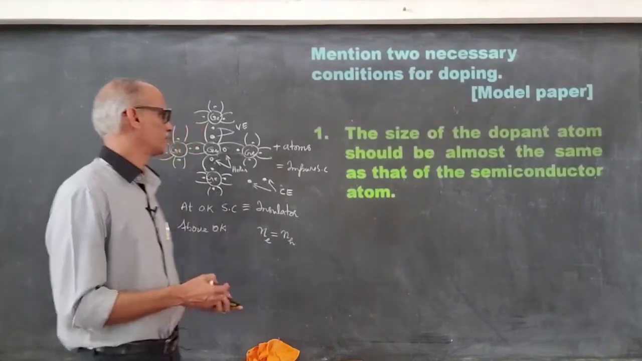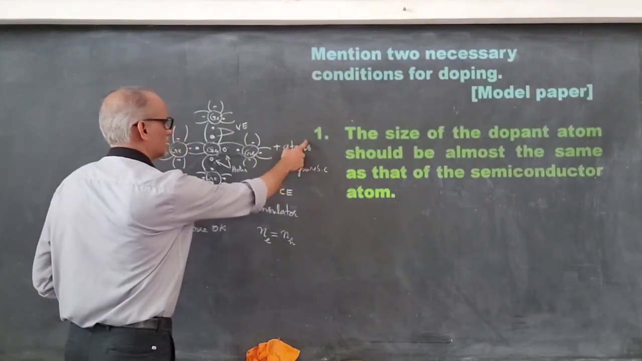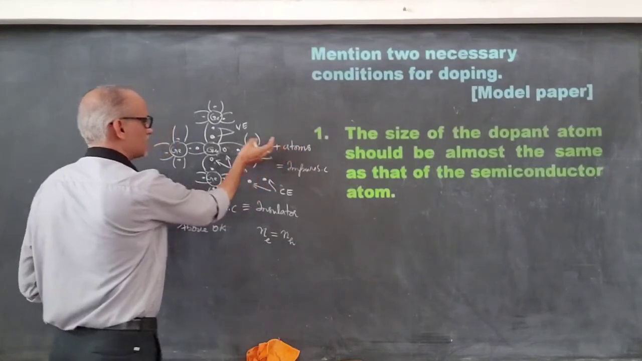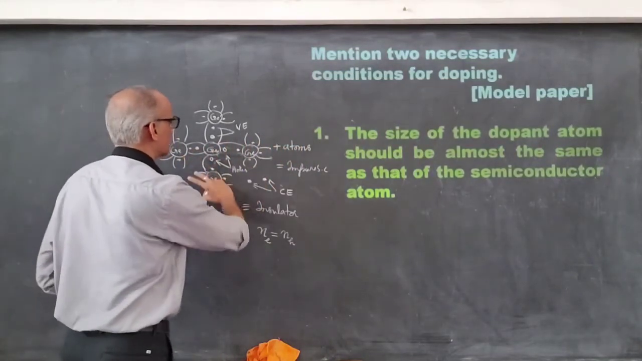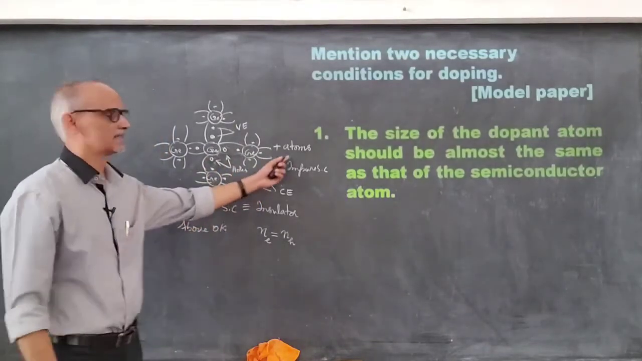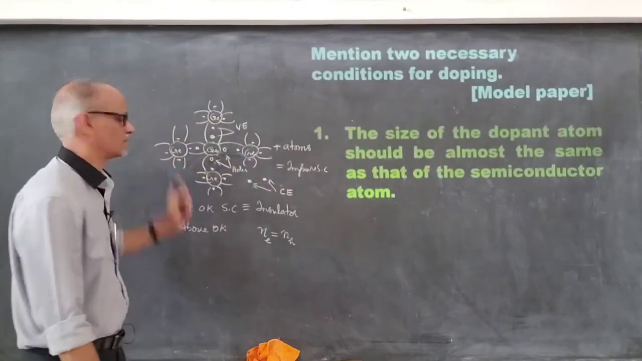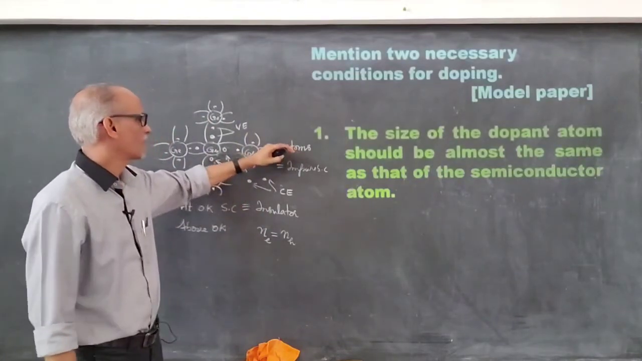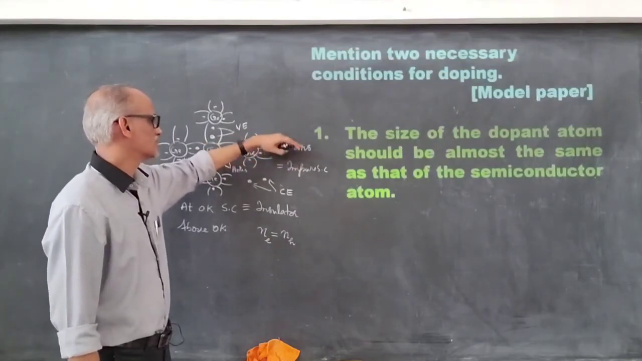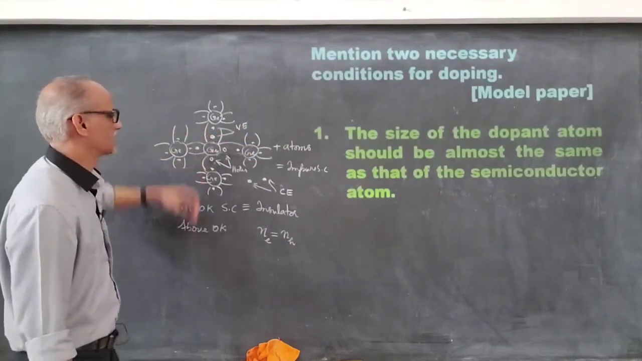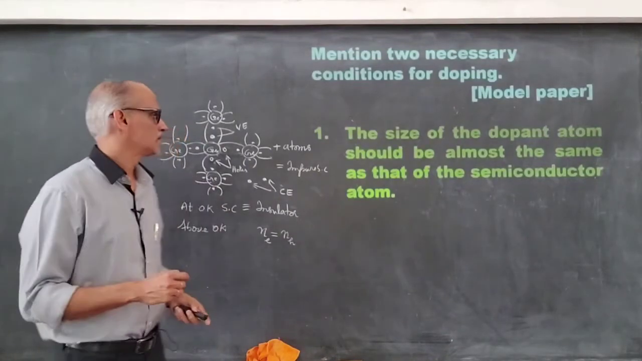Condition number one: the size of the dopant, that means the size of that atom, should be almost the same as that of the semiconductor atom. That should be one of the criteria based on which we can select the atoms. You cannot add any atoms to a semiconductor. The atoms that we add must have a size which is almost the same as that of the semiconductor. That is condition number one for doping.